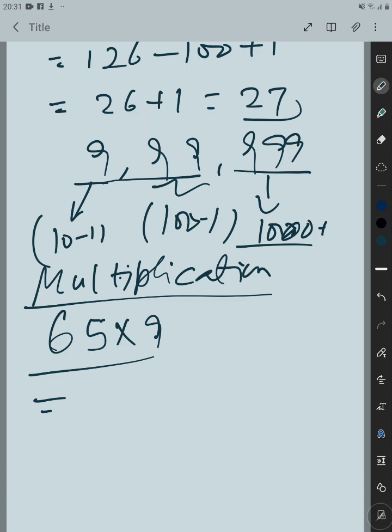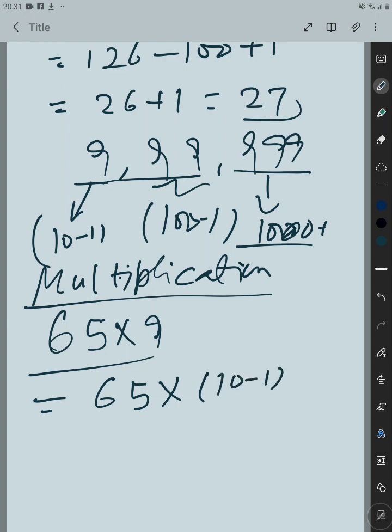So basically these are the patterns that we have to observe and find out how we can exploit the situation of these patterns to make our calculation easier. Okay, so 9 can be written as 10 minus 1. So this can be written as 65 multiplied by 10 minus 1.